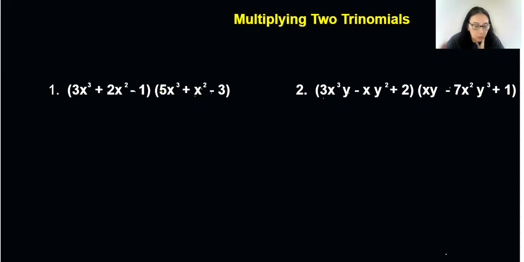Same method as we do when we're multiplying binomials or any polynomials together. You just got to remember, you got to multiply everything in the first set of parentheses, everything in the second set of parentheses. So that's exactly what we're going to do.